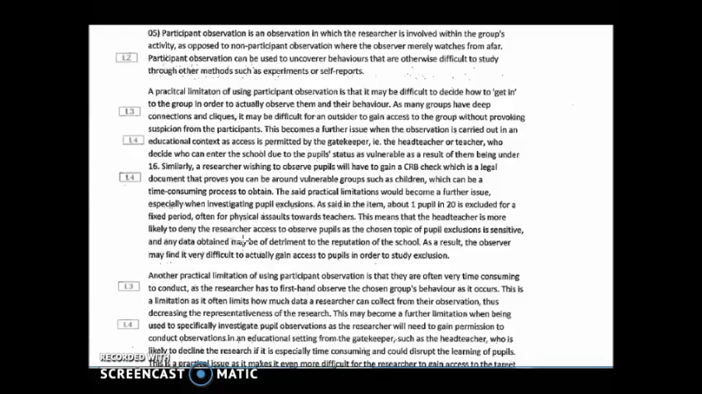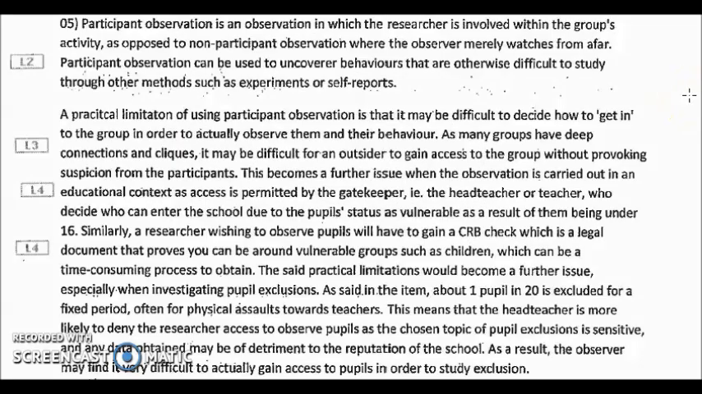So let's have a look at some of these paragraphs in a little bit more detail. So our first paragraph starts with a practical limitation. She uses this signpost quite well. And then she explains what that practical limitation is, getting into the group in order to observe them. Now that is quite generic. It could apply to any context.